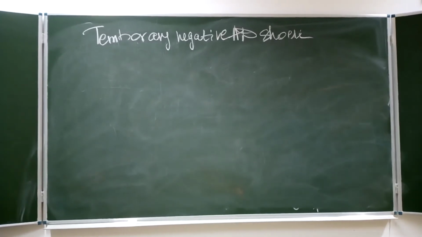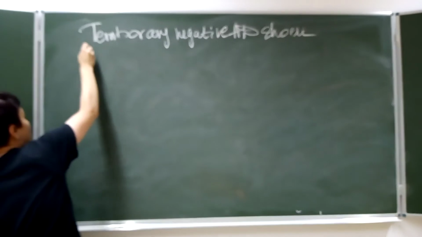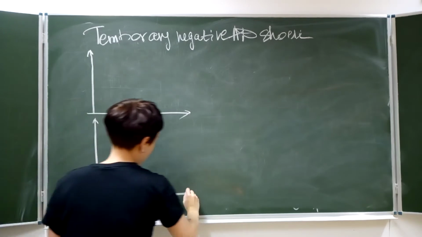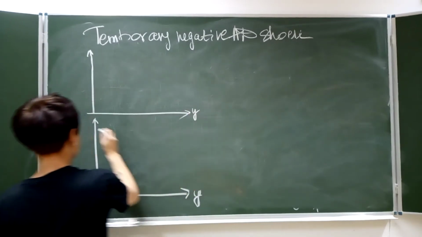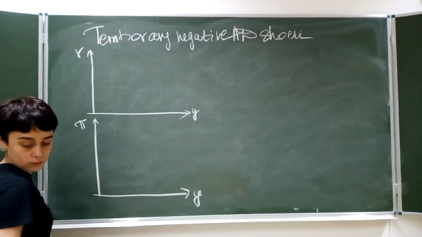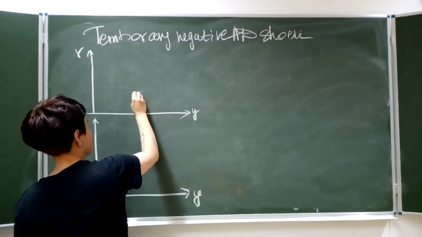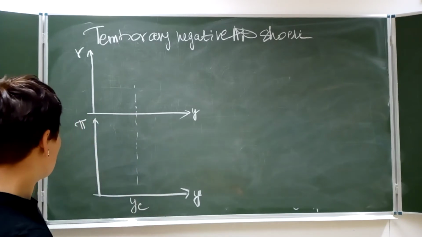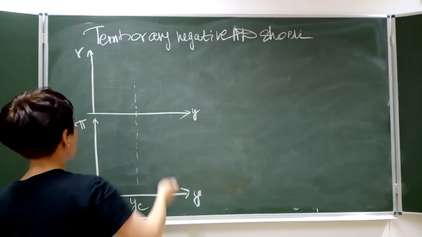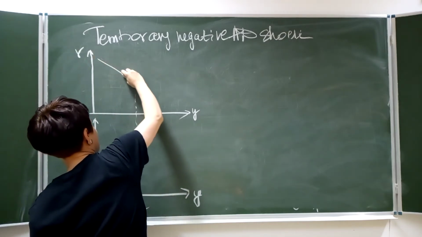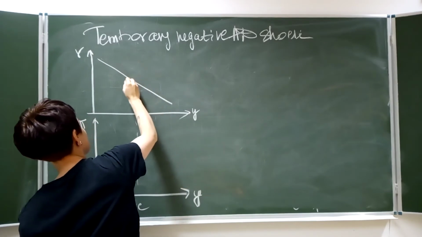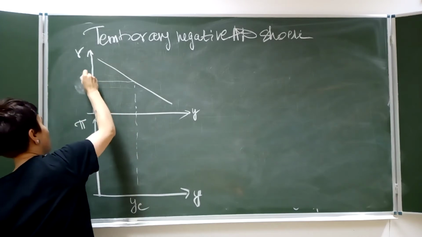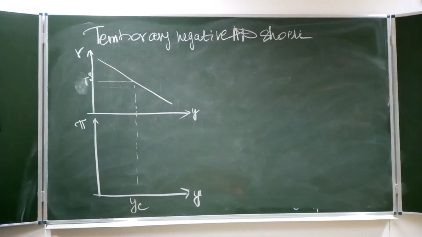This video is about temporary negative aggregate demand shock. So first we have to start with medium run equilibrium. So we assume that output is equal to potential output, YE. For this level of output, the corresponding level of interest rate is here, RS.